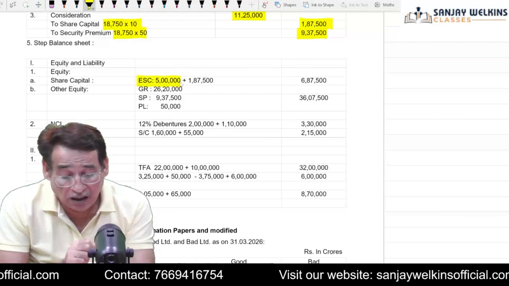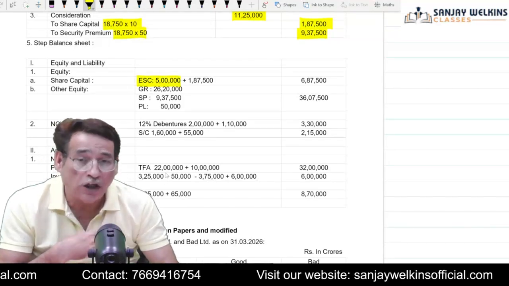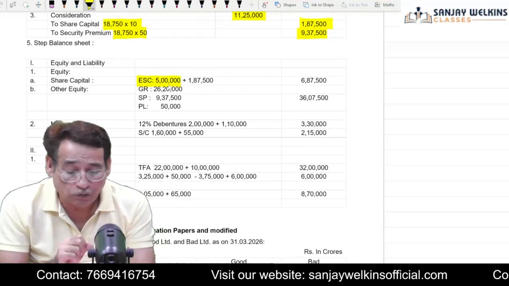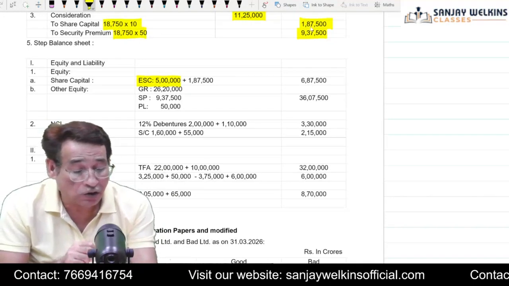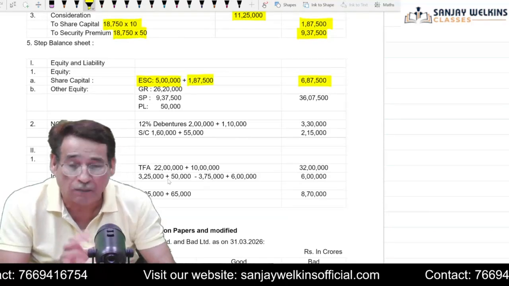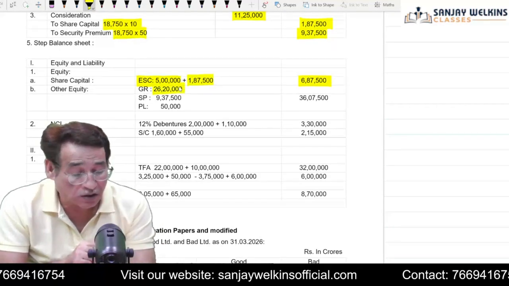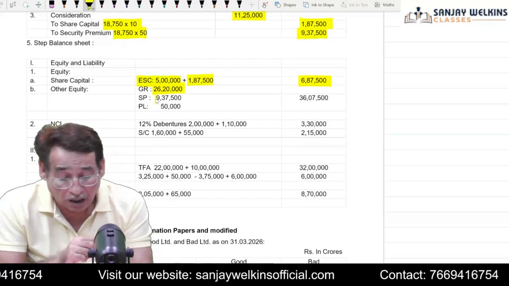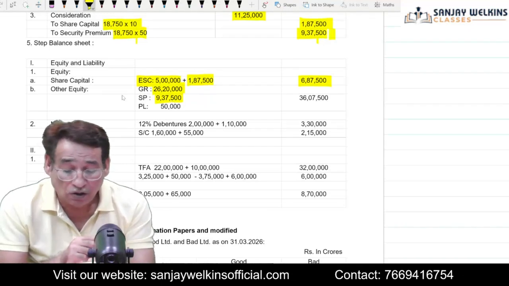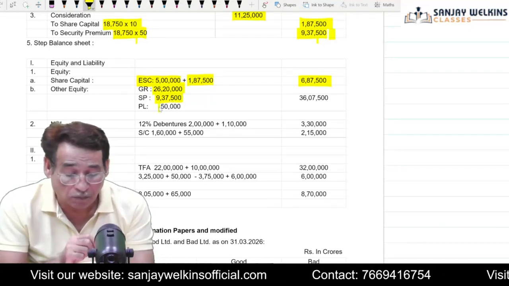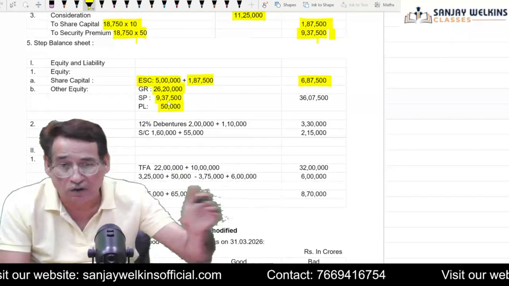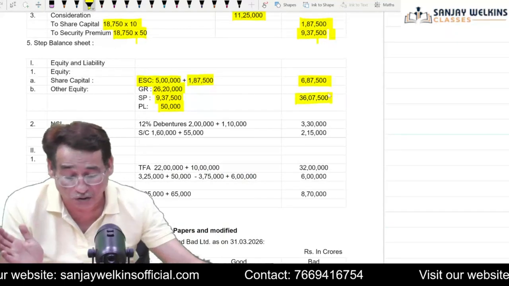But in the balance sheet, we will write only our own equity share capital because we are not taking over their share capital. Equity share capital is 5 lakh, but we have just issued 1,87,500 worth of share capital, so I am going to add it. Total share capital will be this much. My general reserves is 26,20,000. Our securities premium, because securities premium of 9,37,000 we have just written. So under other equity, I will write general reserve, securities premium and our own profit and loss account. We haven't taken over their general reserve or their profit and loss account. So total amount is equal to this much.